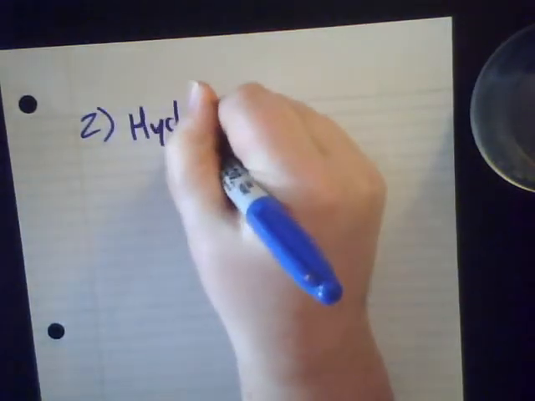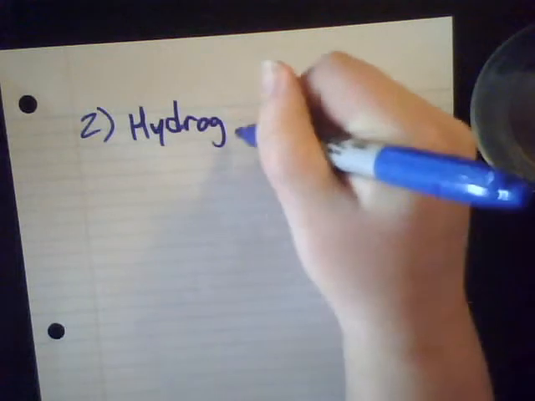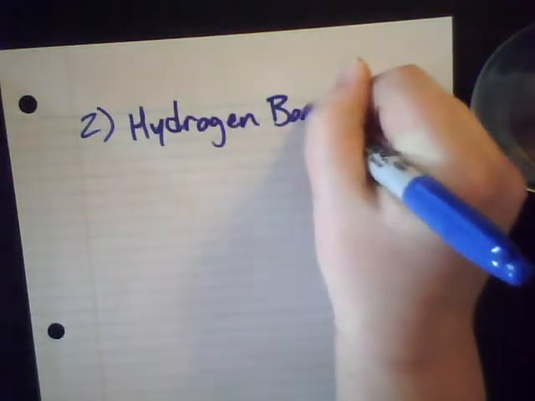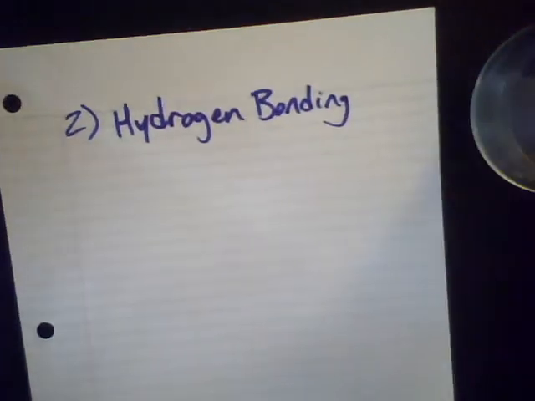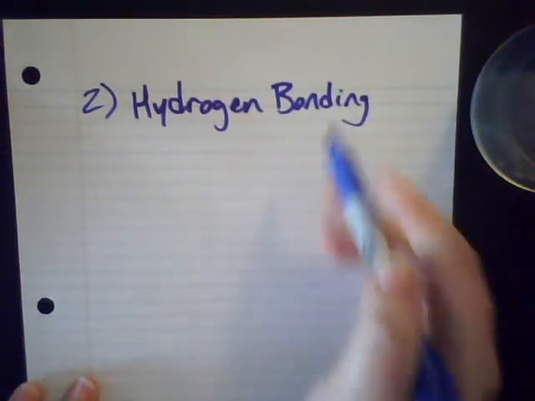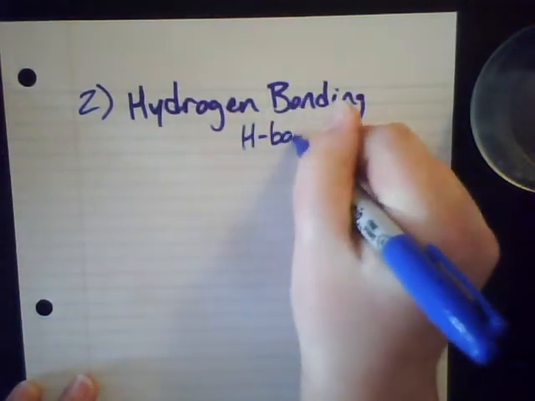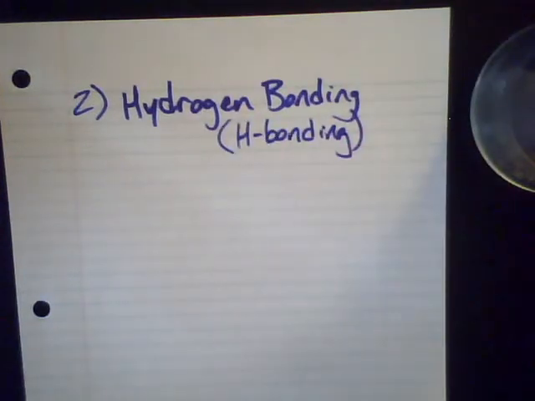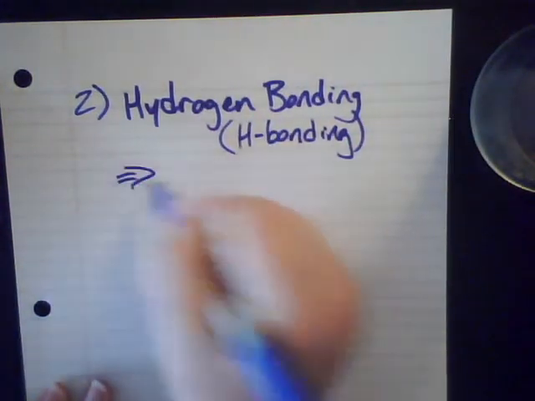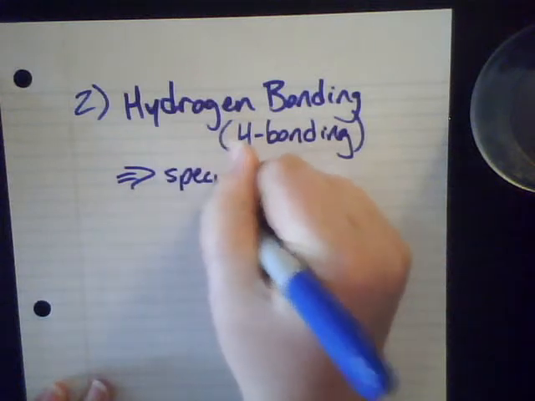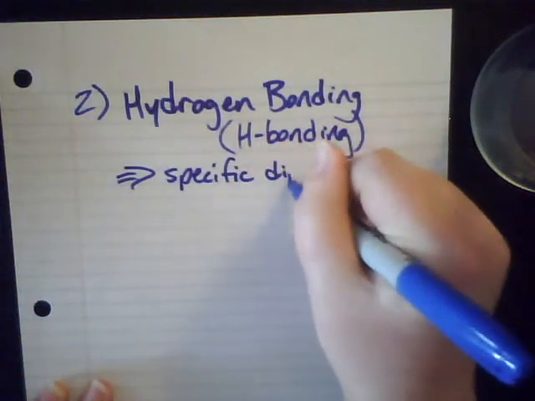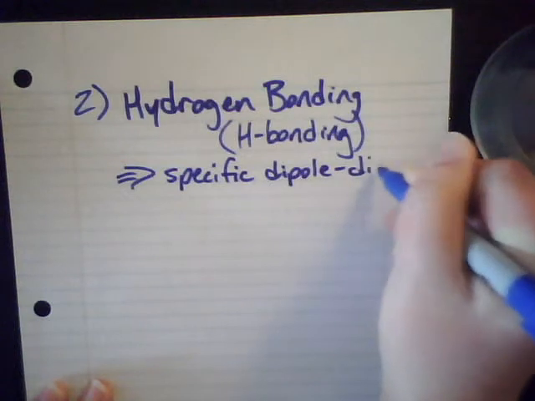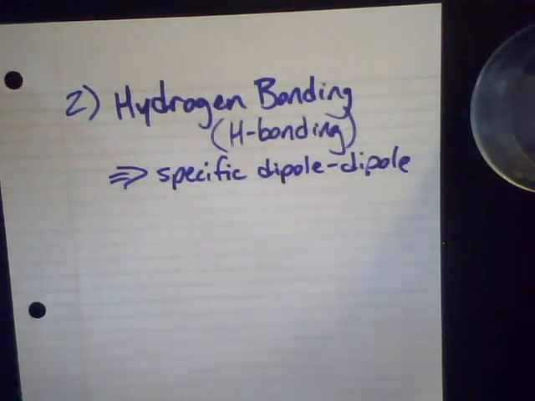The second is a specific type of dipole-dipole, which is called hydrogen bonding. And I mentioned it briefly when we talked about water. I usually will shorten this down to H bonding, just so that you know my shorthand here. So hydrogen bonding is a specific type of dipole-dipole attraction. And we usually associate it with water.